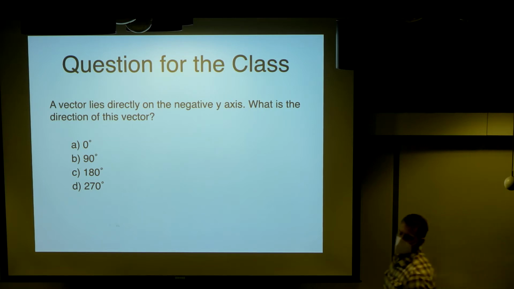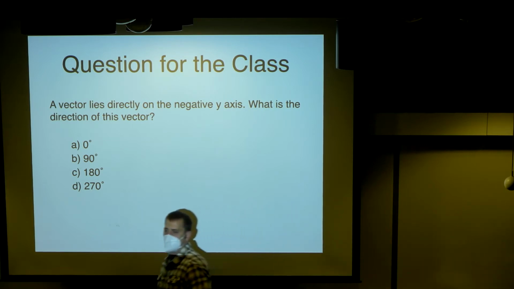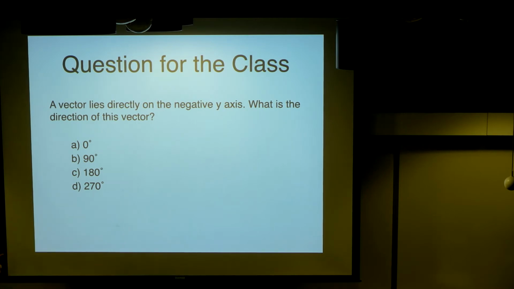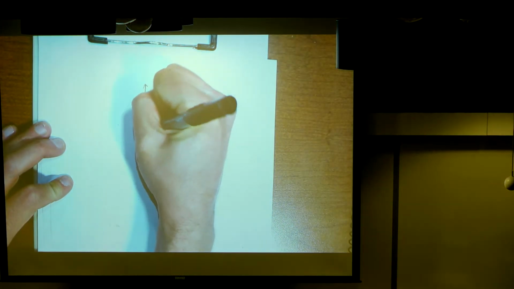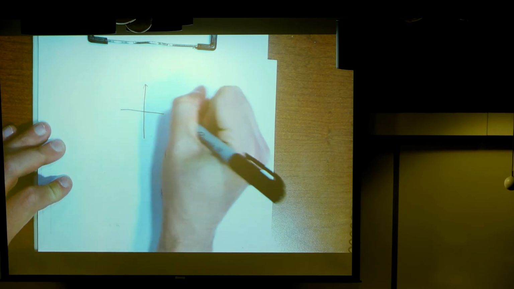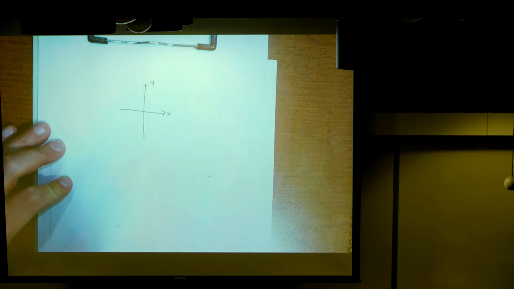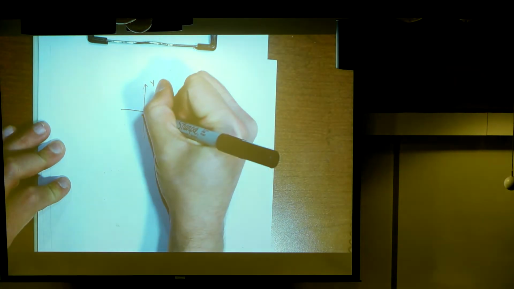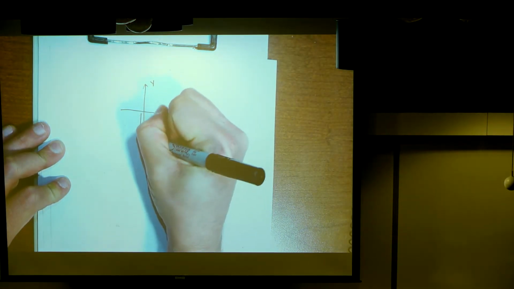All right, what do we think? So someone said 90, and then other people are saying D, 270. It's actually going to be 270. Okay, let's see why. So the answer is D, 270. So again, just draw the vector in the xy plane. Let's draw our x and y axes like this. And what we're saying is this particular vector points just straight down the negative y-axis.